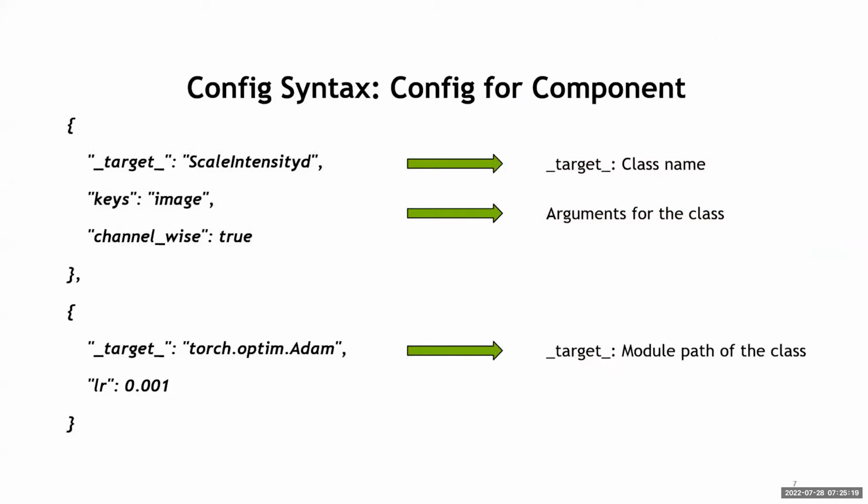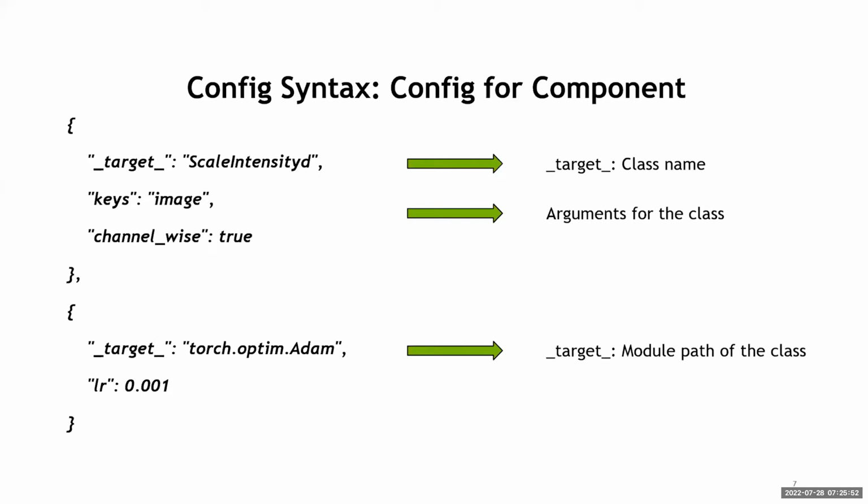Looking more into the actual syntax of the configuration files themselves, this is an example of defining a transform for doing scaling of intensity values in an image. And this looks very much like how you'd actually create this object in Python. So the target special key here is something that refers to the class name, and this is what we're going to instantiate. And then the rest are going to be arguments for that class's constructor. So there's a very close analog between the JSON and the actual Python code itself.